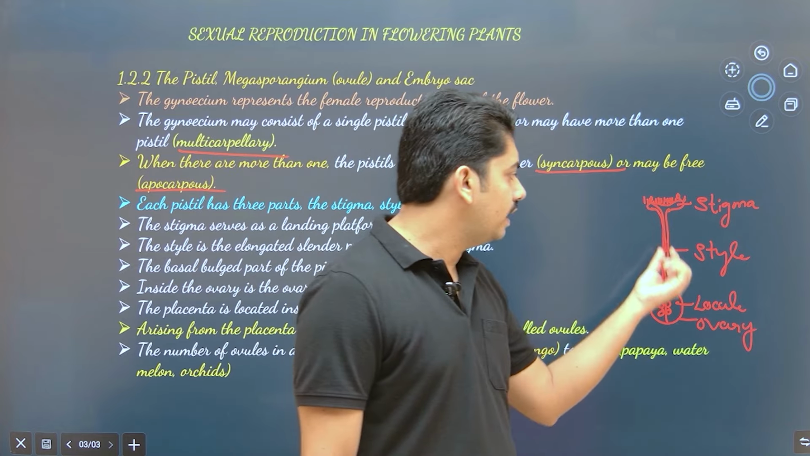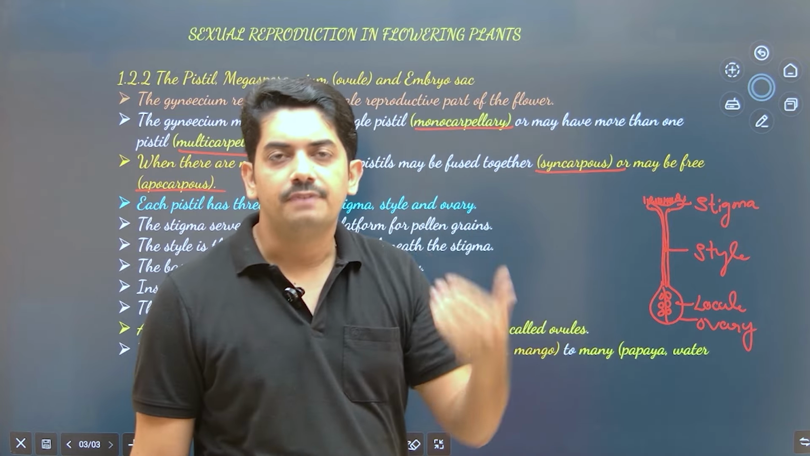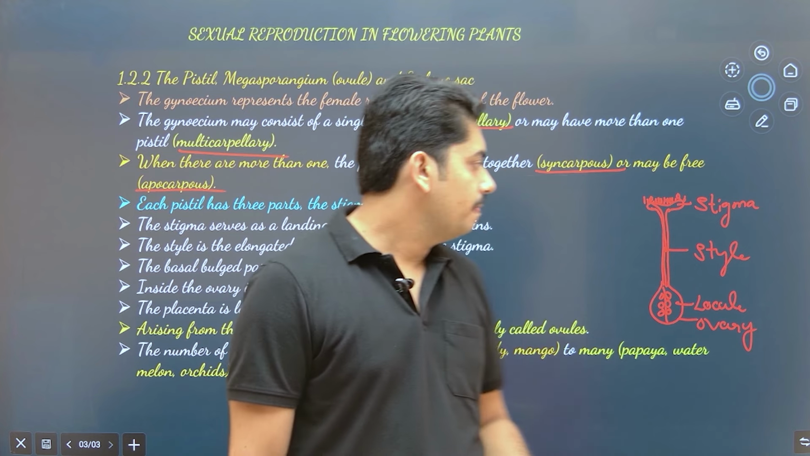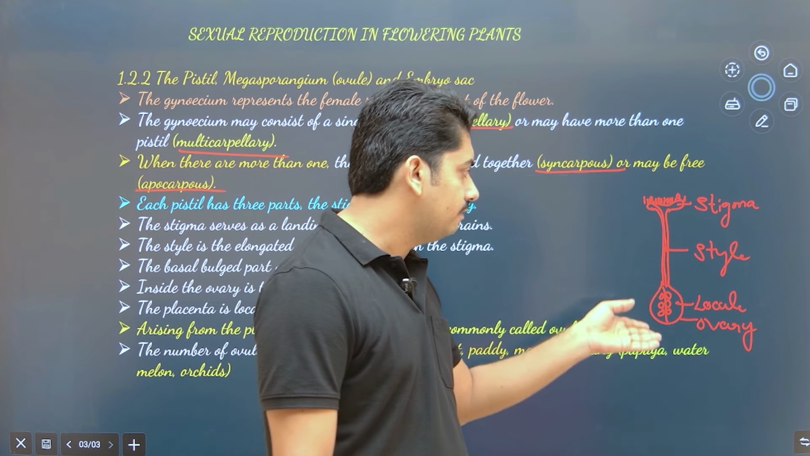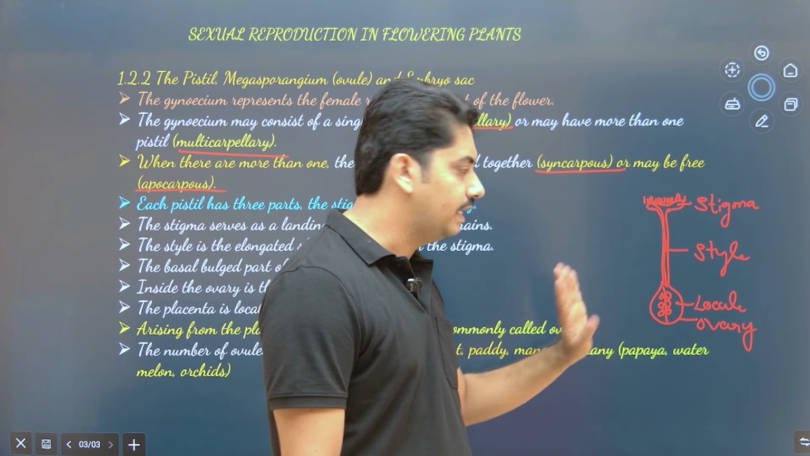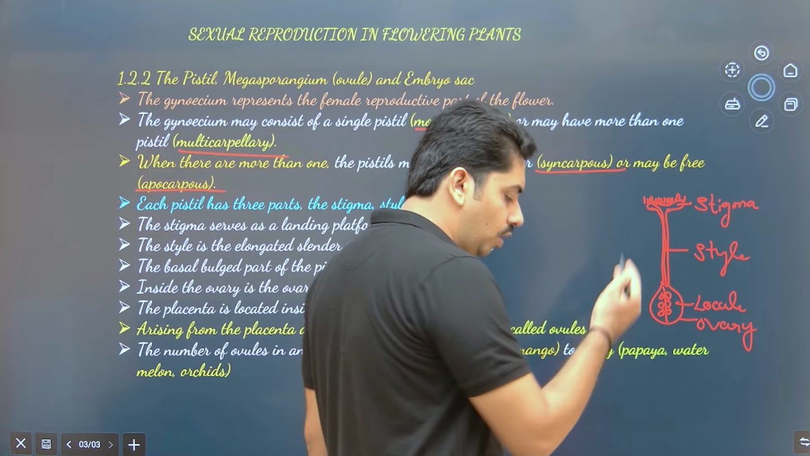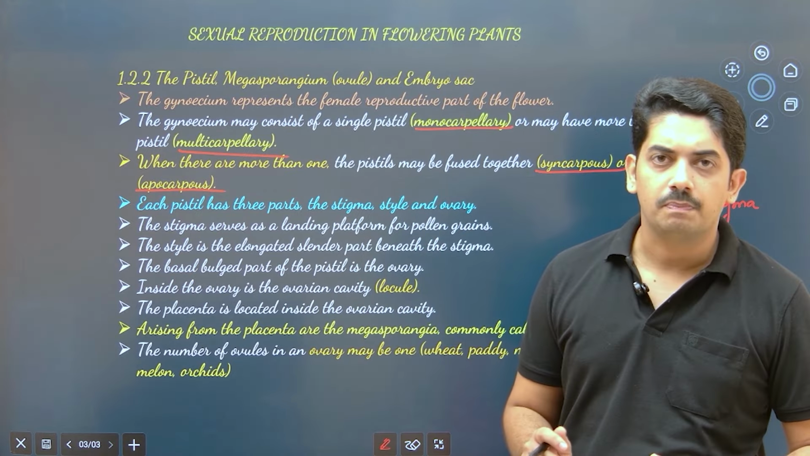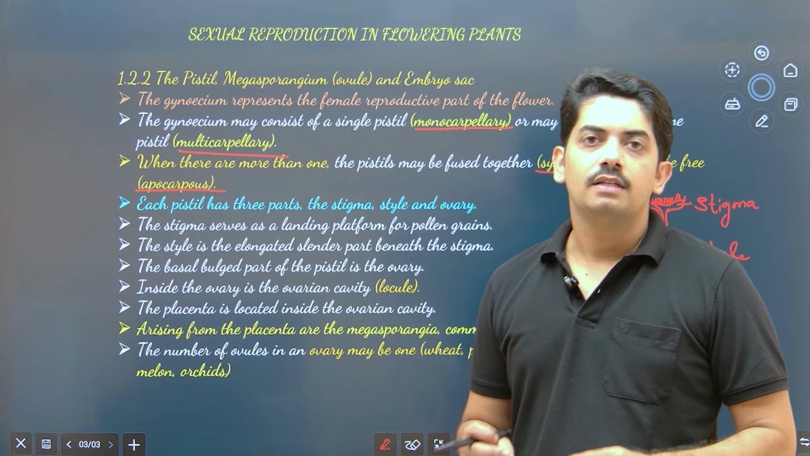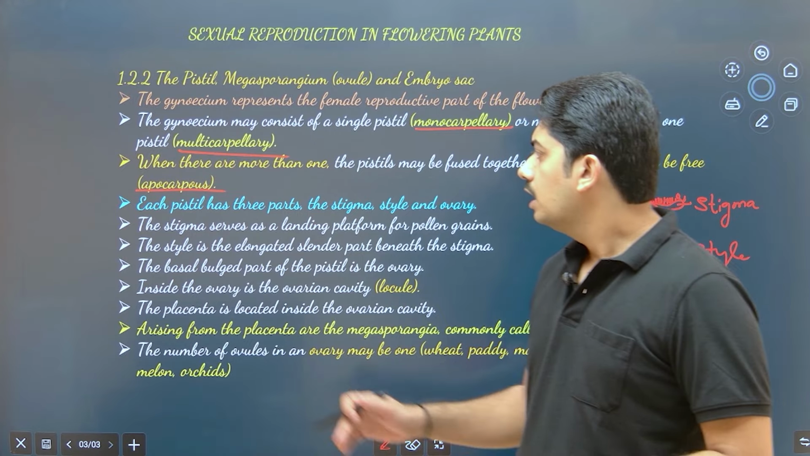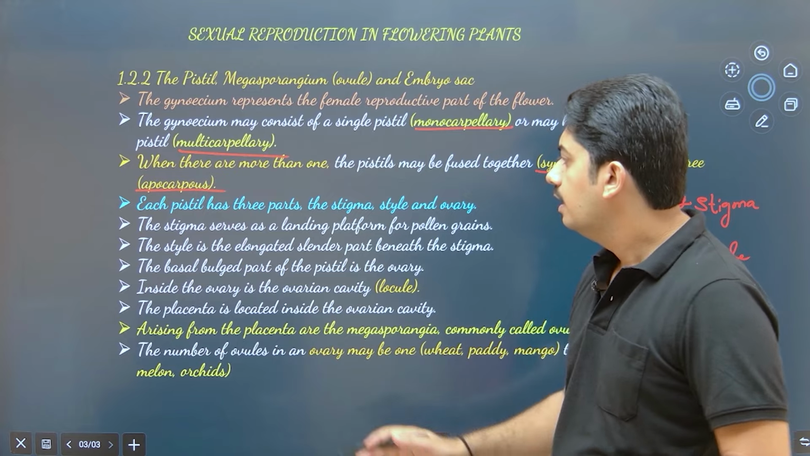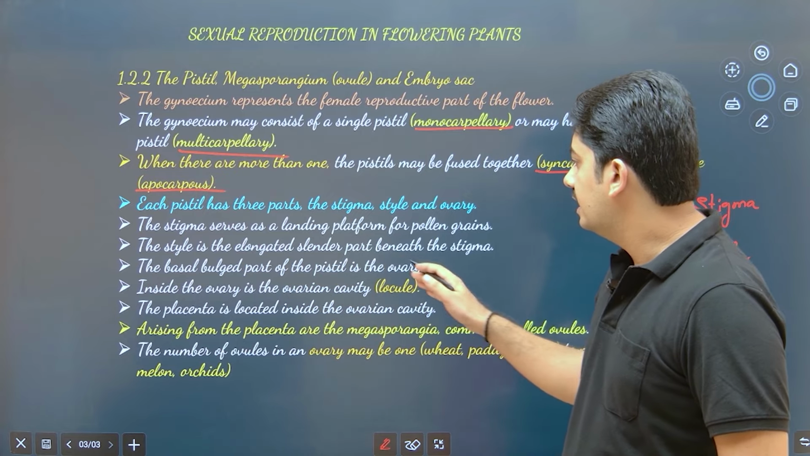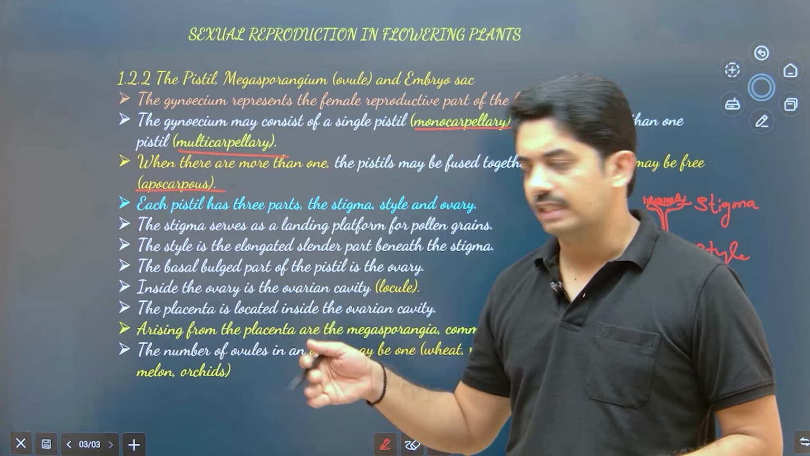Okay, so the pollen tubes which are formed fast reach the ovule which is present in the chamber of the ovary, that is called the locule, and fertilization takes place. Here we tried to understand the parts, that is stigma, style and ovary, along with their role in fertilization. Now the stigma serves as a landing platform, of course we studied. The style is the elongated slender part beneath the stigma.